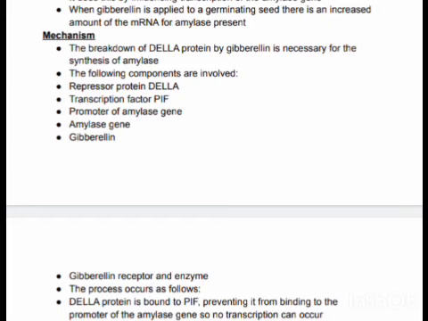So when gibberellin binds to the gibberellin receptor, that starts the breakdown of DELLA. Now, when PIF, the transcription factor, is no longer bound to the DELLA protein, PIF can bind to the promoter of the amylase gene. So now the transcription of amylase can begin and amylase will be produced. The breakdown of the DELLA protein by gibberellin allows the transcription factor PIF to bind to the promoter for the amylase gene and for transcription to initiate.